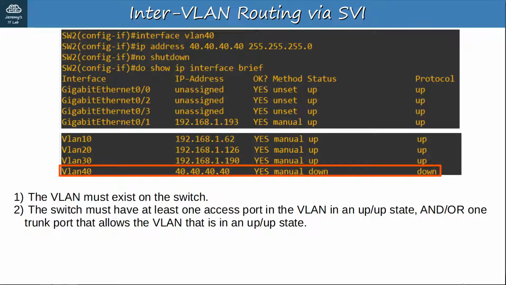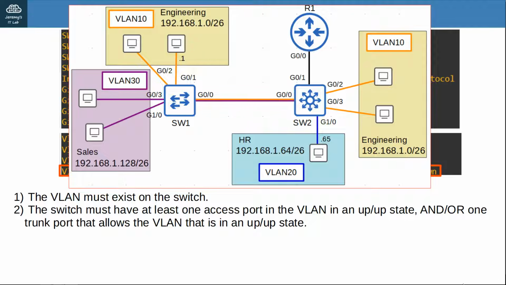Second, the switch must have at least one access port in the VLAN in an up-up state, and/or one trunk port that allows the VLAN that is in an up-up state. For example, in the topology we're using here, Switch 2 has hosts connected in VLAN 10 and VLAN 20, so their SVIs can go up. There are no connected hosts in VLAN 30. However, it has a trunk port, G0/0, which allows VLAN 30 over it. So, VLAN 30's SVI is up as well.